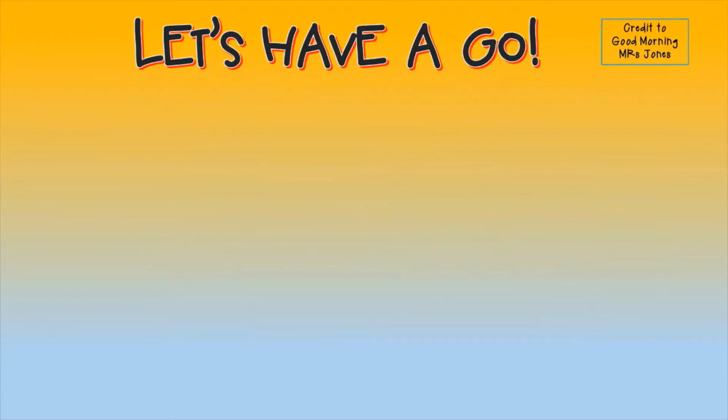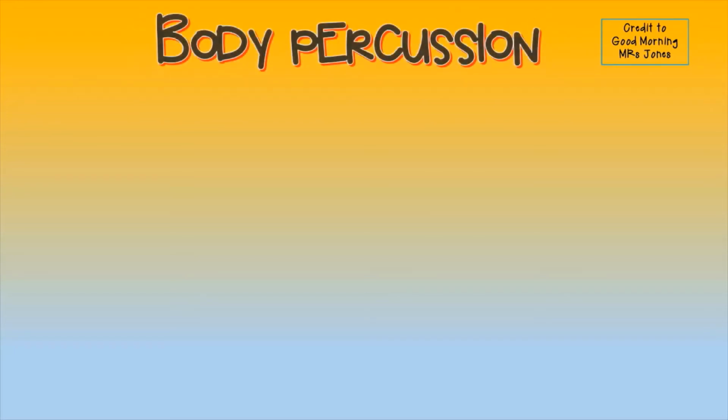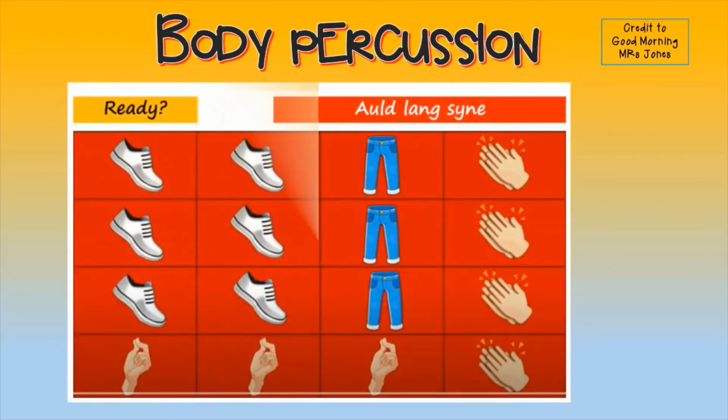Body percussion means using our bodies as instruments. Playing our own bodies sounds a bit strange. But here's how we would do it. This is an example of a body percussion piece. It's written in a grid, just a bit like how music would be written on manuscript. You can see the stomps, knee taps, claps and clicks written in the grid.